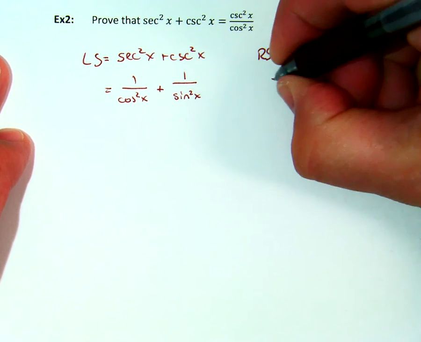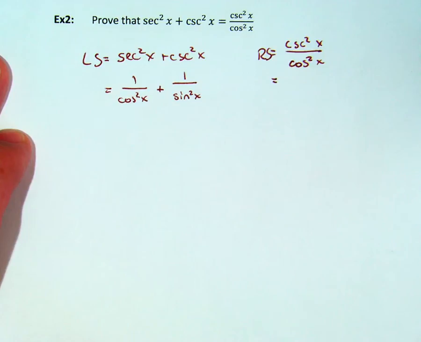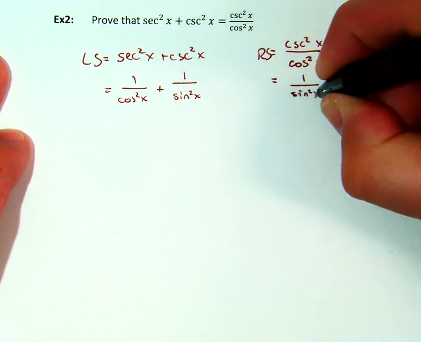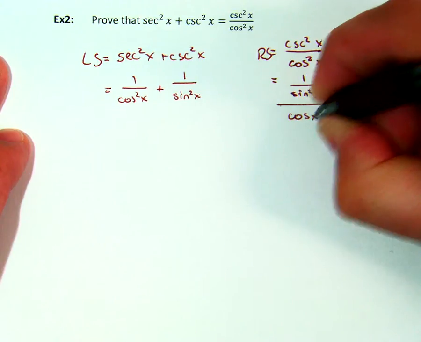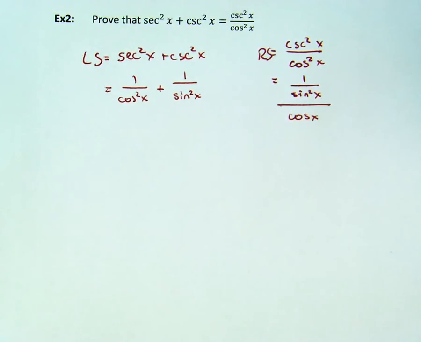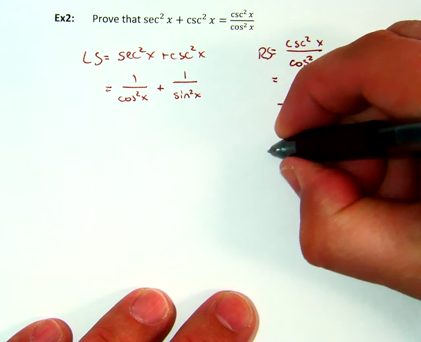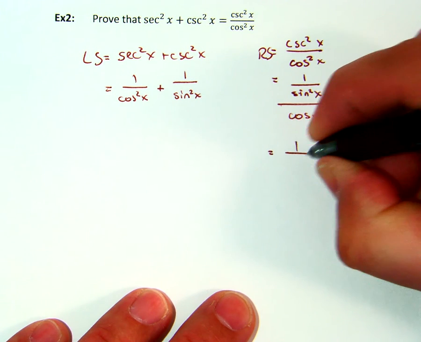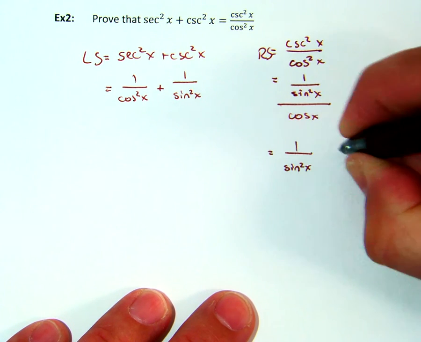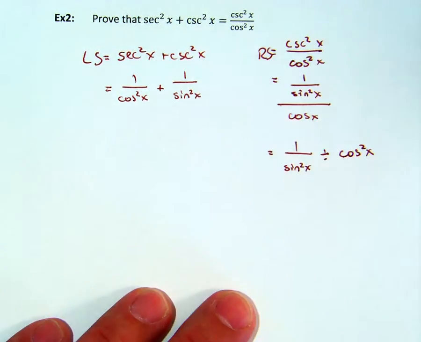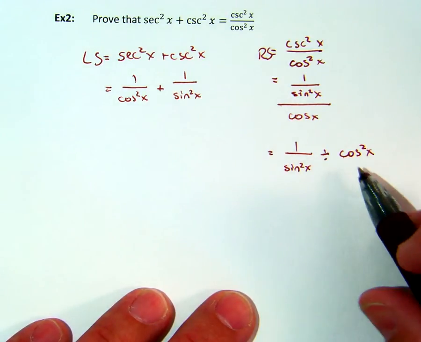On the right side of the equation, I'm going to have cosecant is 1 over sine squared. So I'm going to have 1 over sine squared x all over cos squared x. Now, when you've got a fraction divided by a fraction, it looks kind of weird. So I'm going to rewrite it as 1 over sine squared x divided by cos squared x. So I just changed that big fraction sign into a division sign, and then it makes it a little easier. So now I know when I'm dividing fractions, I have to invert and multiply.